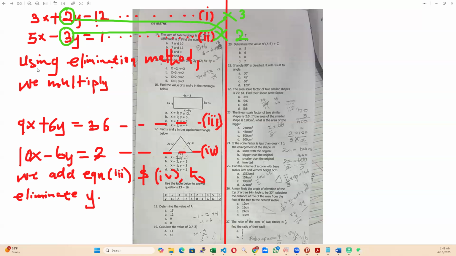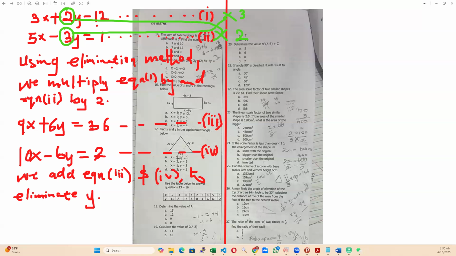And then we multiply equation 1 by 3, and equation 2 by 2. So when we add these two equations, are we together?